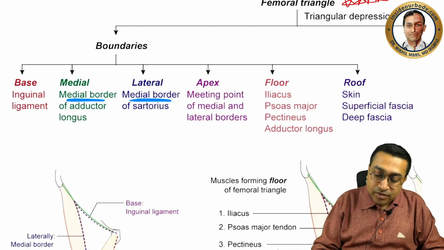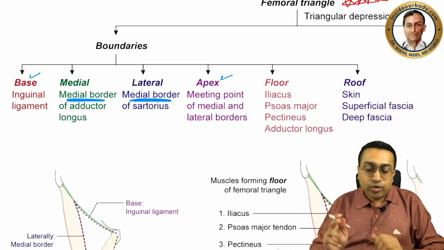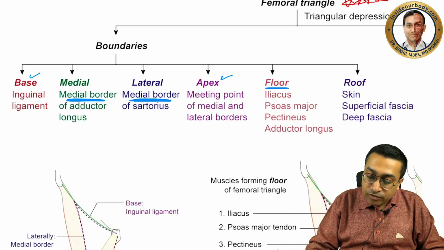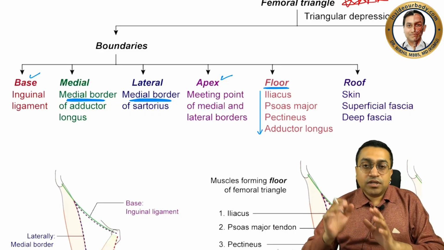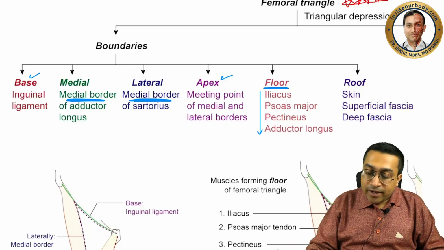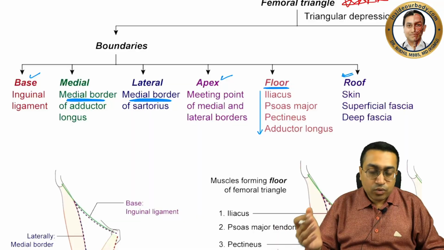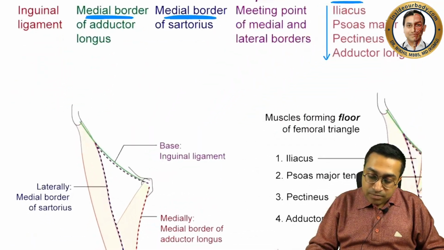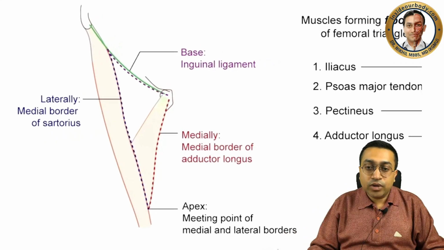Then the apex. If there is a base, there is an apex. The apex is the meeting point of the medial and lateral borders. And then you have the floor, which is formed, again, by muscles. These muscles are very important, and the nomenclature and the sequence are important. Then we have the roof, which is formed by the skin, superficial fascia and deep fascia. Let us see these boundaries in a photograph first, and then I will show you in 3D.